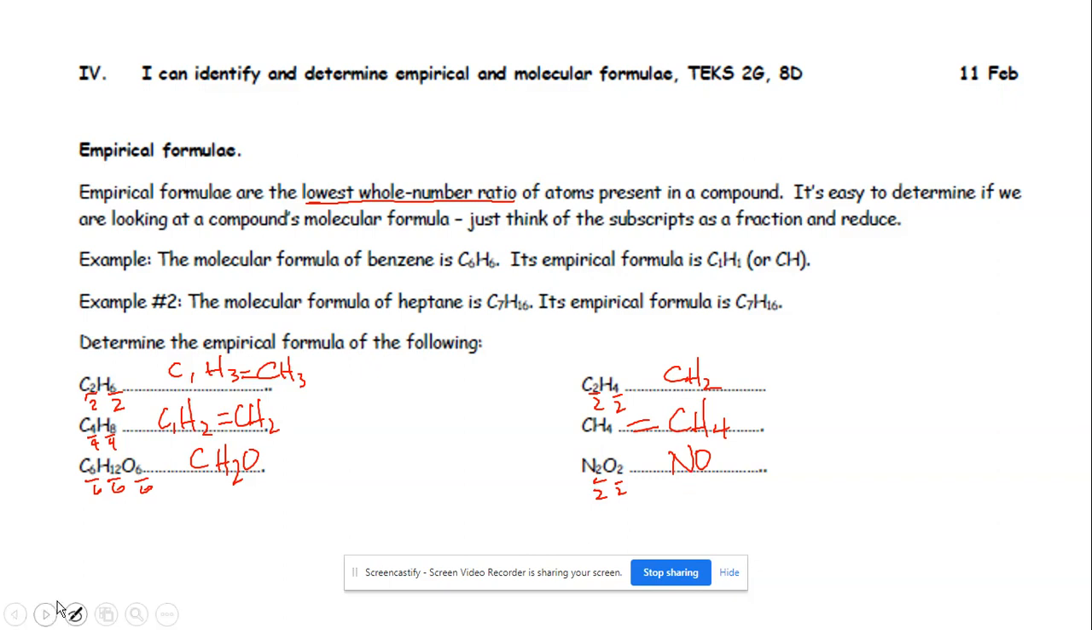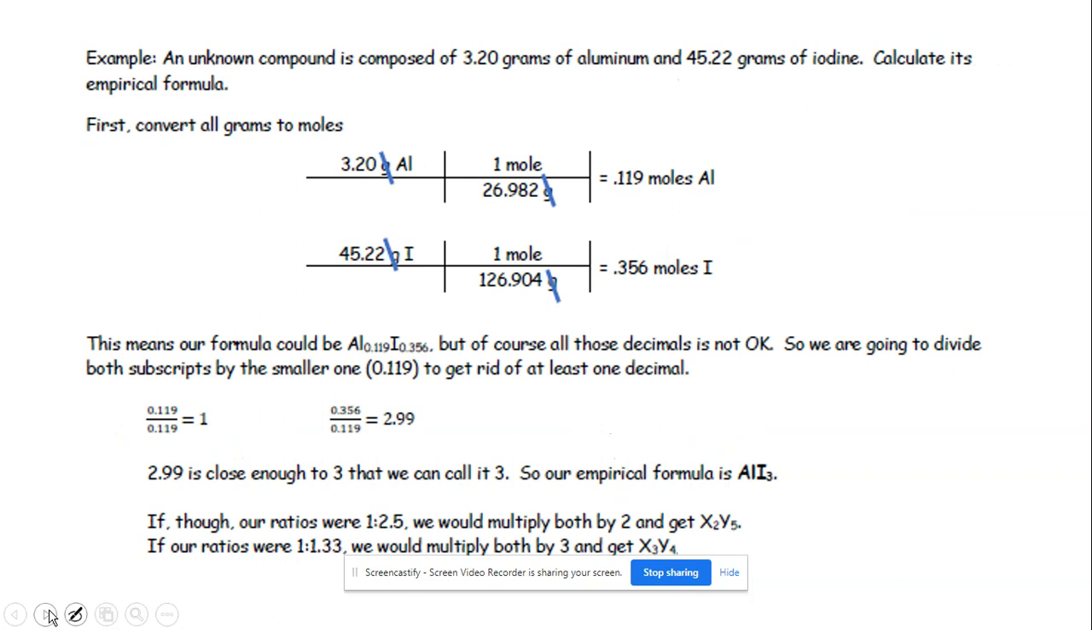Good? Great. So things get a little bit more difficult when we're given grams or percent of elements in a compound. Our step is probably not a surprise, convert to moles first. And then we're going to take the decimal moles that we get and divide by the smallest of all those subscripts to get rid of the decimals. And then we're going to be somewhat liberal in rounding, so 2.99 would be 3.